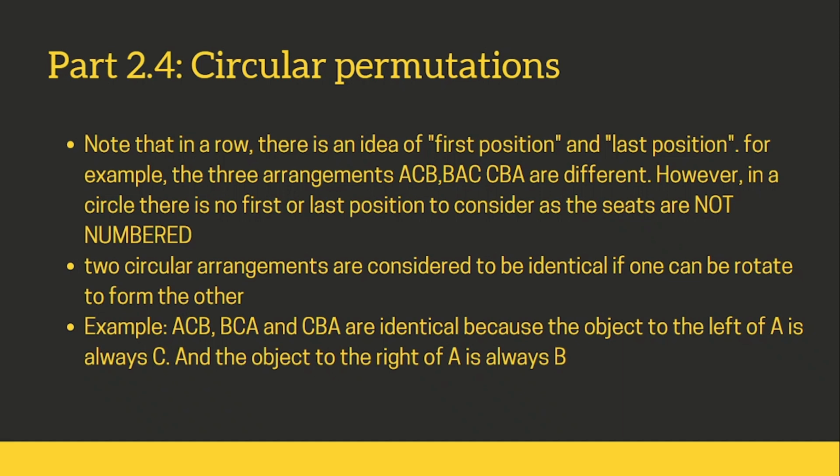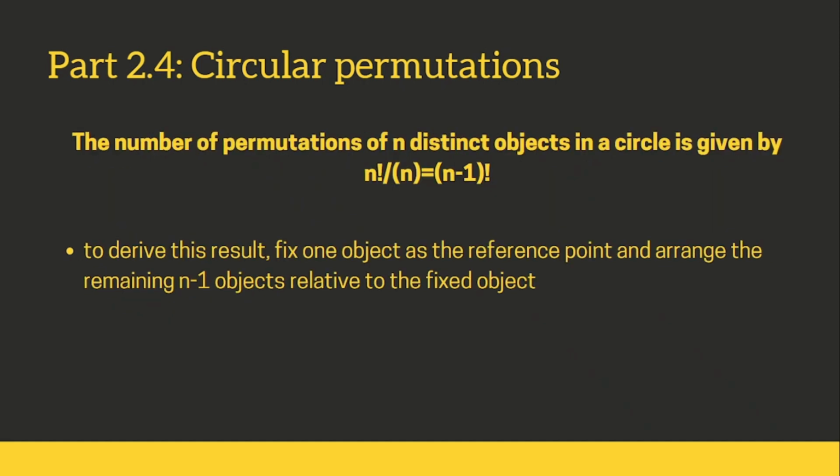Now, how we get rid of this duplicate situation is that we take reference from one point. We use one object as a reference point, and then we arrange the remaining n-1 objects relative to the fixed object. And so, mathematically, this means that we take n factorial divided by n because we are fixing that position. And so, for all circular permutation questions, the number of permutations of n distinct objects in a circle is given by (n minus 1) factorial.